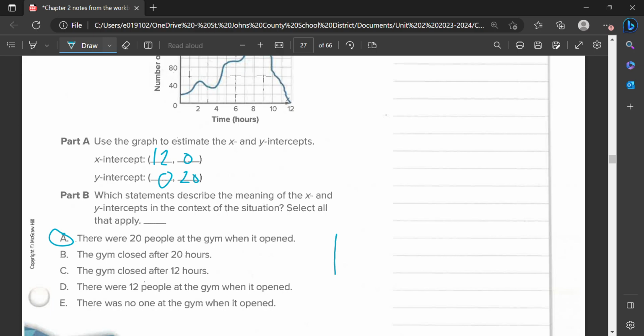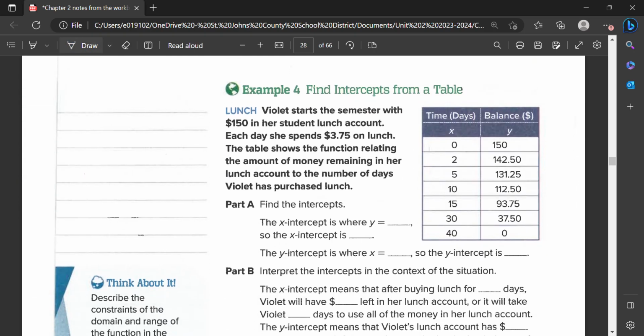B, the gym closed after 20 hours. Well, that's not true. It closed after 12 hours. It can't be B, but it can be C because if you look here, no one was there after 12 hours. That's because it closed. There are 12 people at the gym when it opened. No, that's the time it closed, when there were no people left. There was no one at the gym when it opened. That's not true. It didn't start at the origin. Therefore, that is not true as well. So A and C.